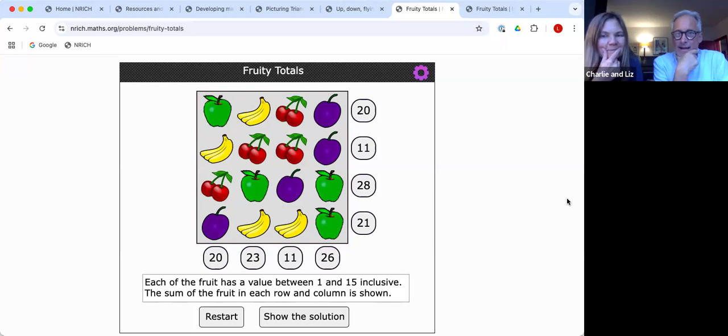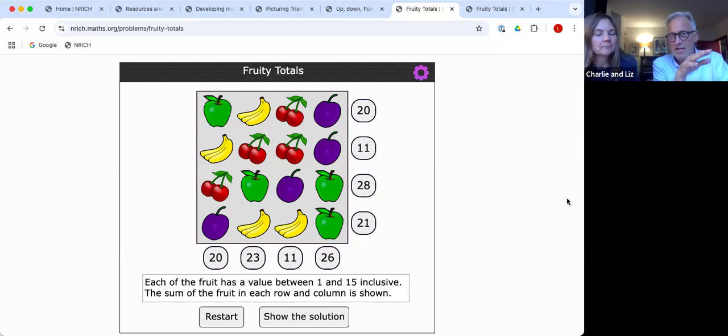So the top and left are identical. That's interesting. Somebody said that the column on the right was useful. I can see why. Because you've got 2 plums and 2 apples, they're up to 26. So that must mean that 1 plum and 1 apple must add up to 13. Yeah.